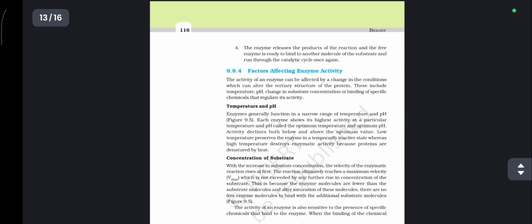Fourth, the enzyme releases the product of the reaction, and the free enzyme is ready to bind to another molecule of the substrate and run through the catalytic cycle once again. Factors affecting enzyme activity. The activity of an enzyme can be affected by a change in the condition which can alter the tertiary structure of the protein. This includes temperature, pH, change in the substrate concentration, or binding of specific chemicals that regulate its activity.